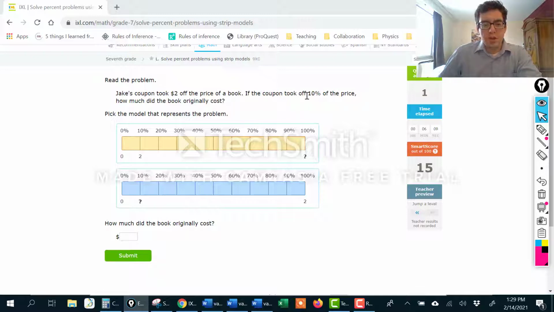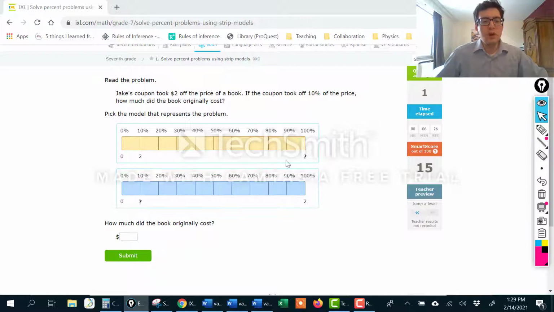Okay, Jake's coupon took $2 off the price of a book. If the coupon took off 10% of the price, how much did the book originally cost? Pick the model that represents the problem. How much did the book originally cost here?